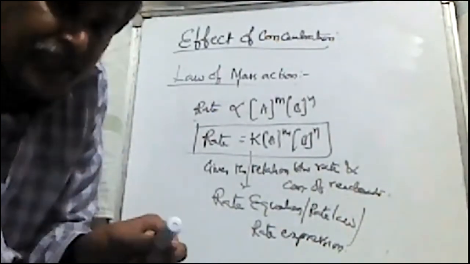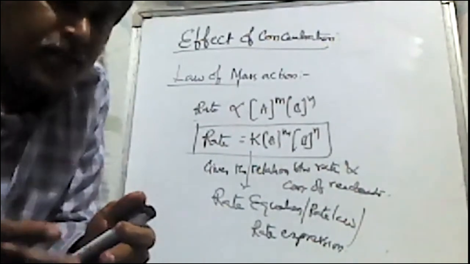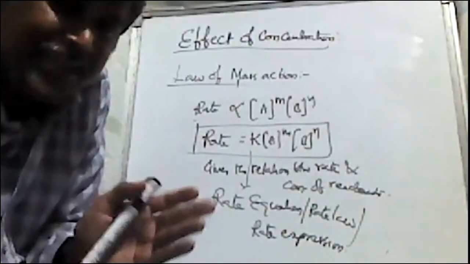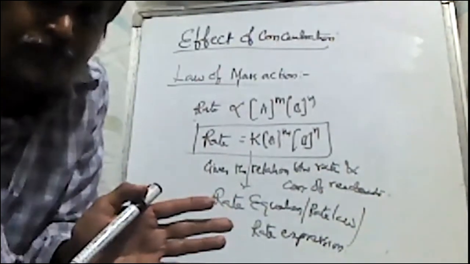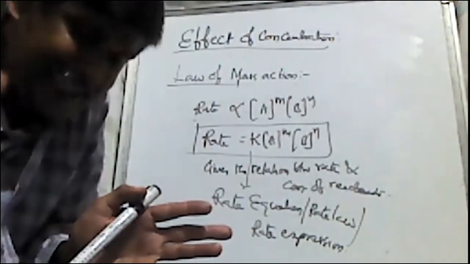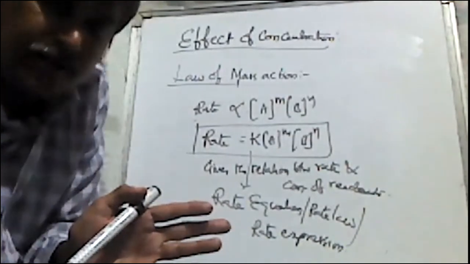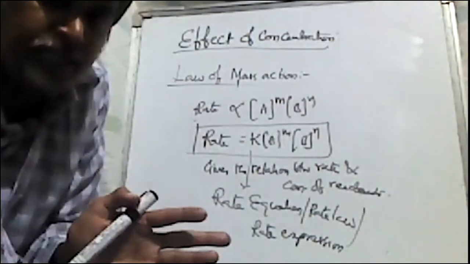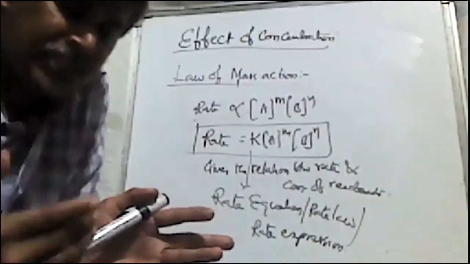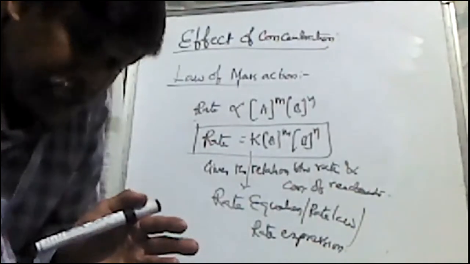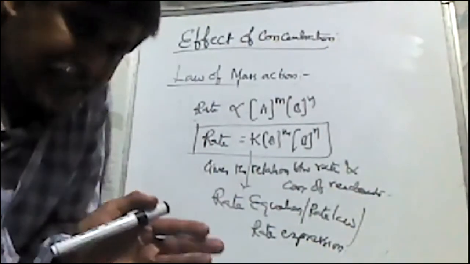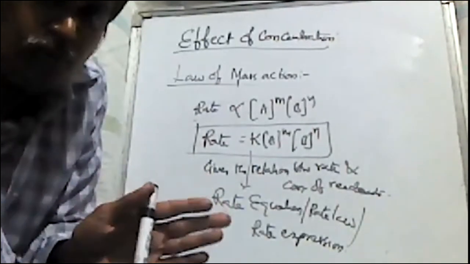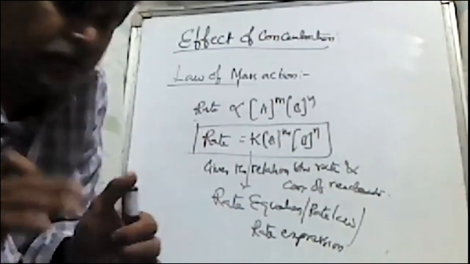And what is the rate constant? Rate constant is the rate of reaction when the concentration of all the reactants are unity. And rate of reaction is the change in concentration of reactants or products in a given time interval. Now this is regarding the rate equation.